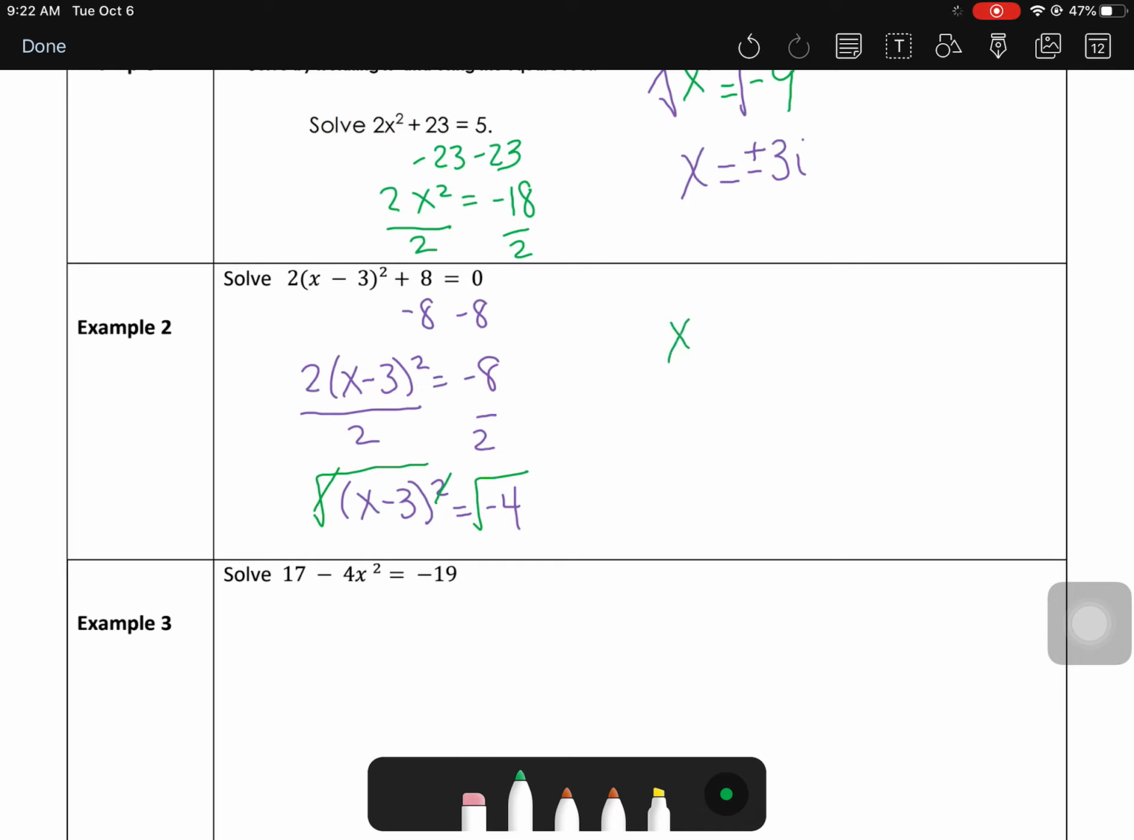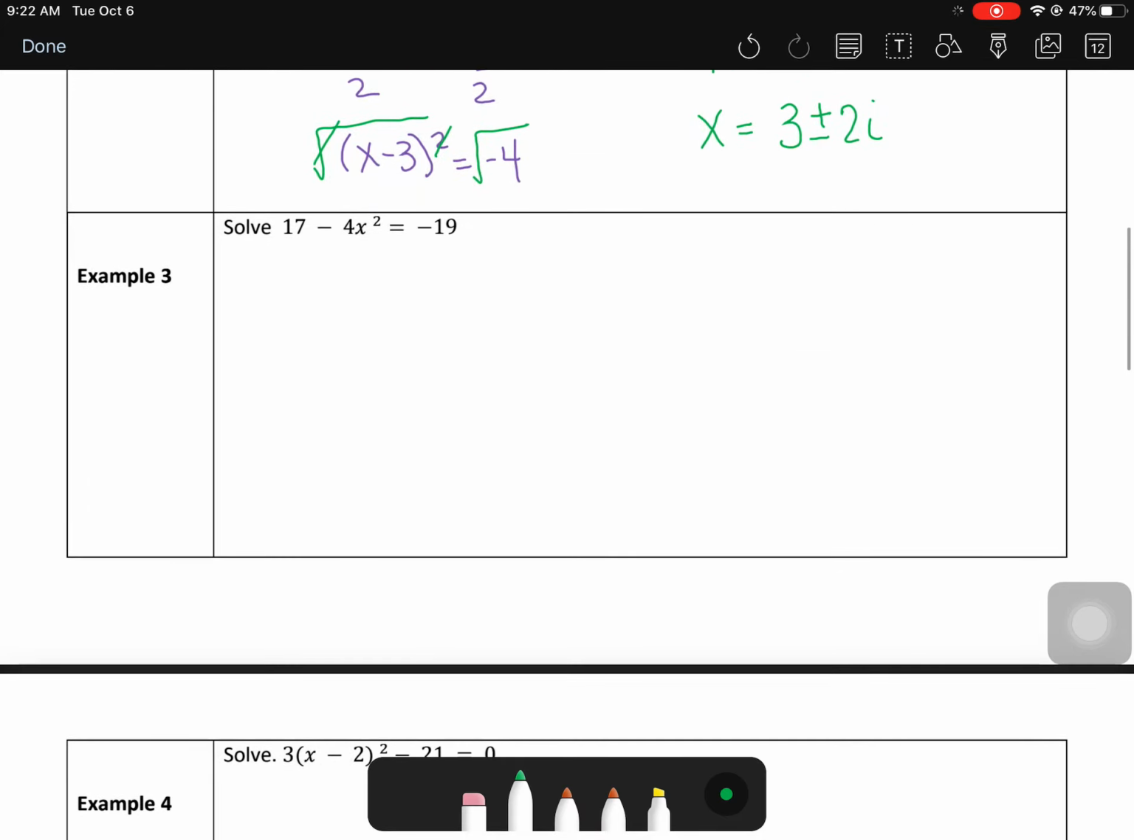So we have x minus 3 equals, don't forget your plus or minus, the square root of 4 is 2, and the square root of a negative 1 is i. To finish, we're going to add 3 to both sides. And when we do that, remember that the real number part is first, which is the 3, and then we put the imaginary part second, which is our plus or minus 2i.